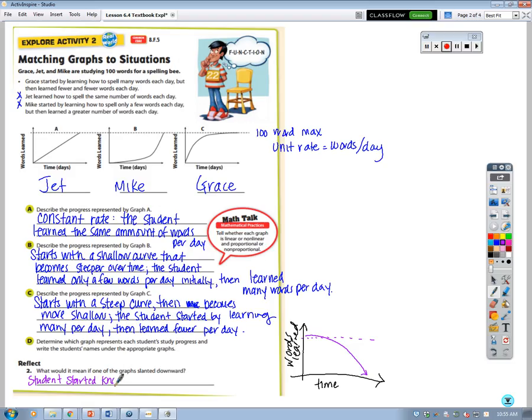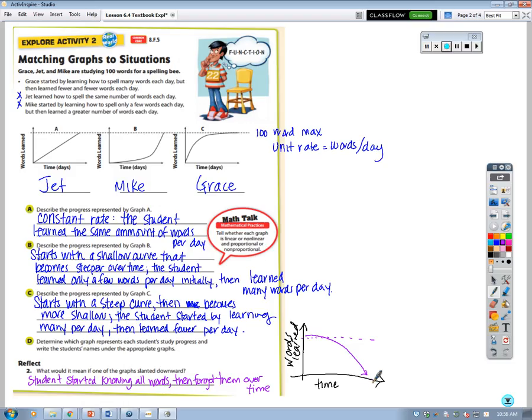I'm going to say students started knowing all the words, and then forgot them over time. Because as time goes on, they're decreasing the amount of words that they know or the words that they learned, and so over time, they would be forgetting.